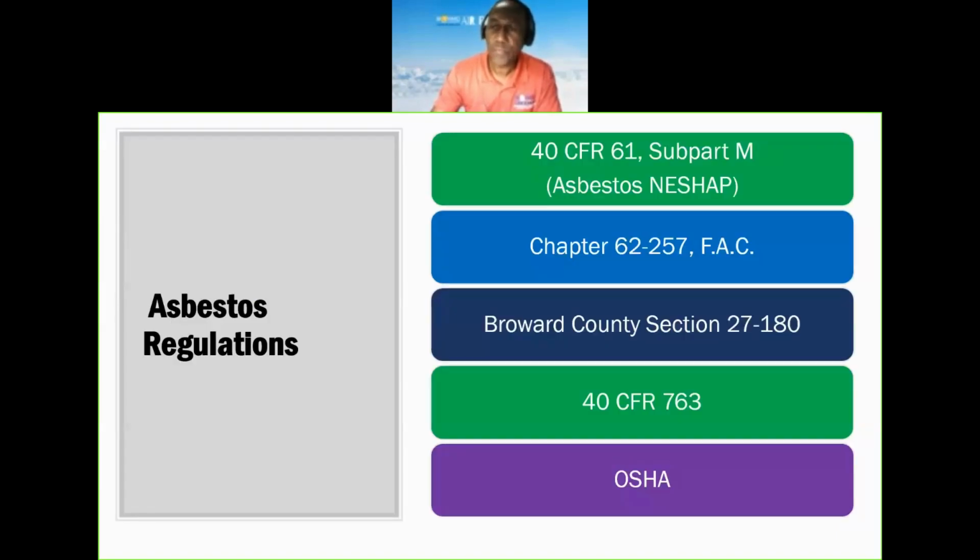Okay, so here are the asbestos regulations. NESHAP is a federal regulation. Chapter 257, Broward County, section 27-180, and we have 40 CFR and also OSHA. Today we'll be focusing on the Broward County's 27-180. Next, please.